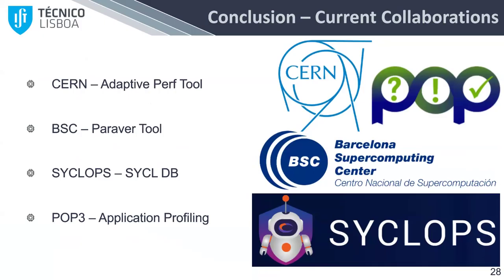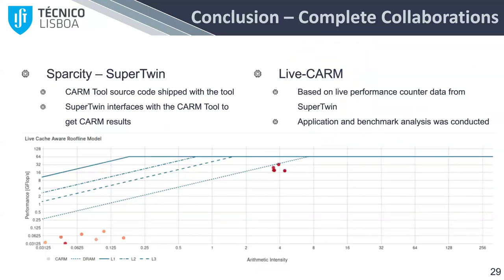So starting with the ongoing collaborations, the CARM tool is undergoing development to be integrated with other application analysis tools, such as Adaptive Perf from CERN and Paraver from BSC, to provide support for application analysis in the context of the CARM in these tools. And besides this, collaborations with POP3 and Cyclops are also undergoing to analyze applications developed in these projects, such as a SQL-based database being developed in the Cyclops project, with the objective of finding ways to improve the performance of these applications.